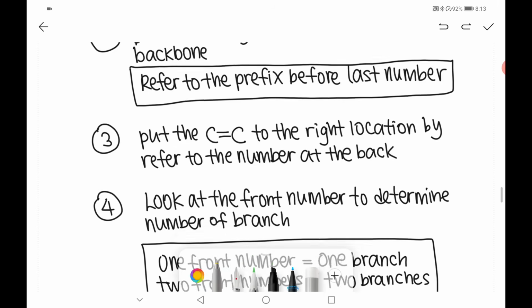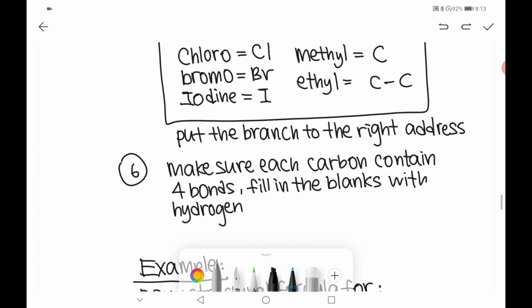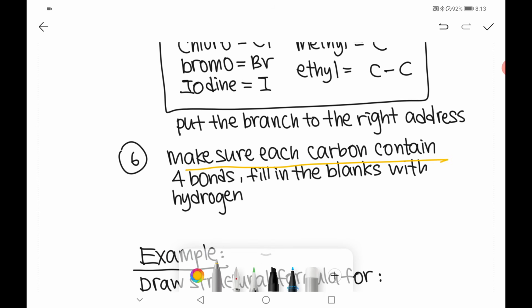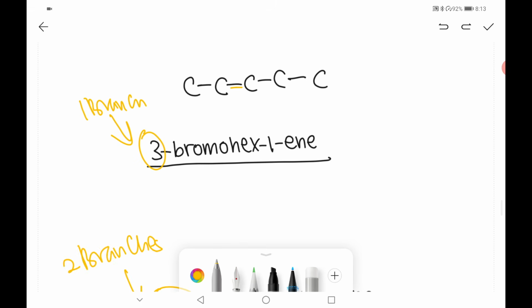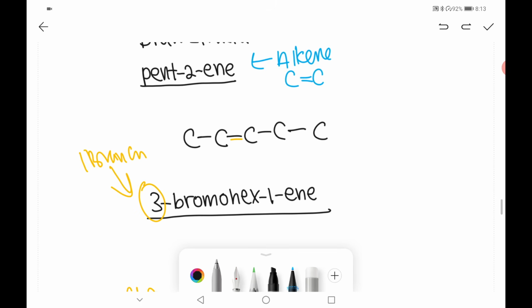So what is the next thing I do? Now you need to make sure each carbon always has 4 bonds, and fill in hydrogen. Let's do it. This carbon has 1 bond, so you put in 3 more. This carbon has 3 bonds already, so you put 1 more. You can put the bond on top or at the bottom, up to you. After the carbon has 4 bonds, you put in your hydrogen.